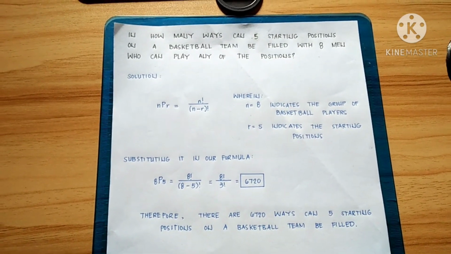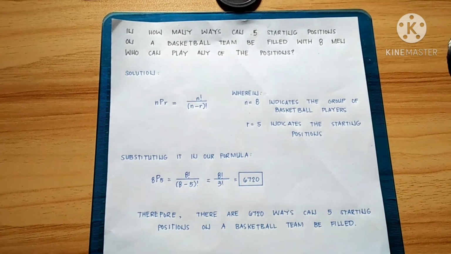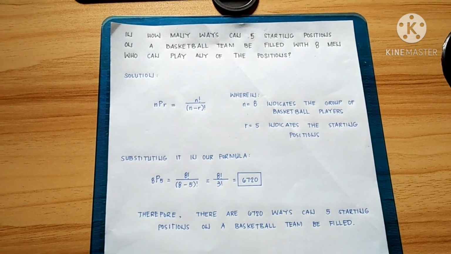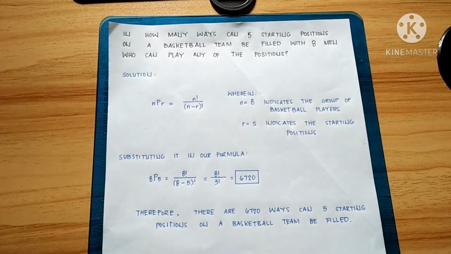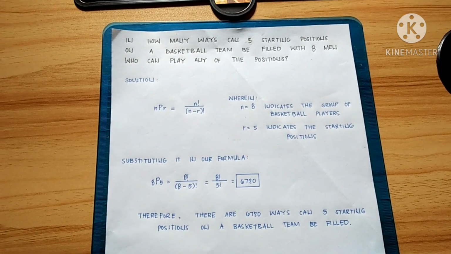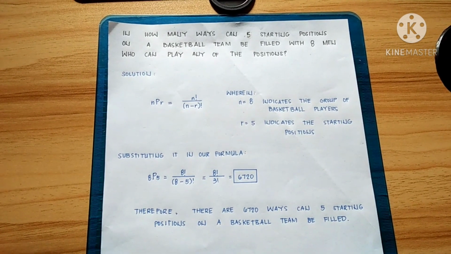Problem number 1. In how many ways can 5 starting positions on a basketball team be filled with 8 men who can play any of the positions? As we can see, we have 5 different starting positions, so ordering the players is a must. Considering that the order is important, we need to use permutations.